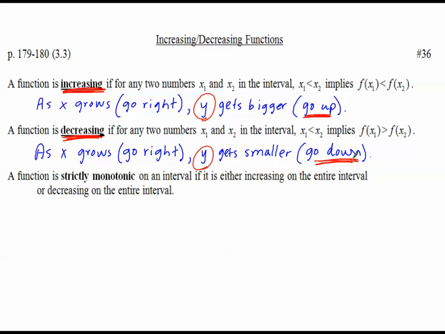And then we can say, well, a visual, so going up and going down. And then we can say that a function is strictly monotonic on an interval if it's either increasing on the entire interval or decreasing on the entire interval. You know how monotonic, nothing ever changes, so always increasing. Strictly increasing on the entire interval would look something like that.